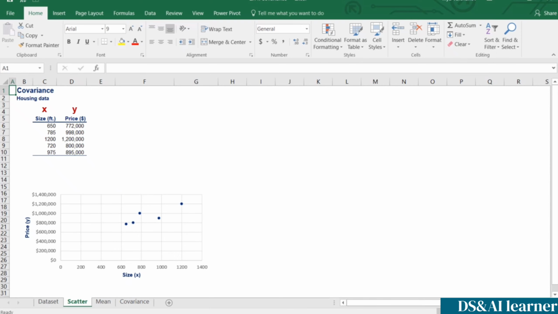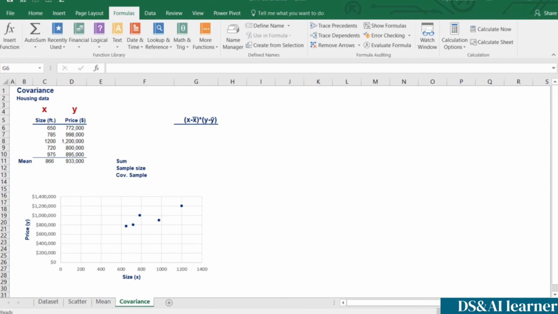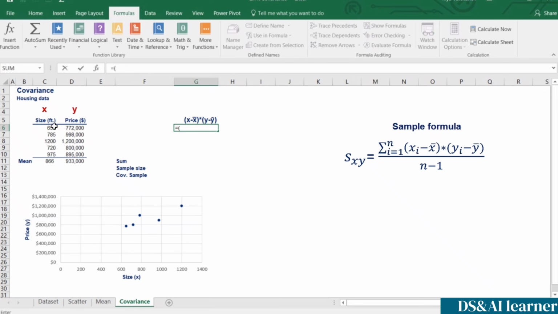First, we need to calculate the mean size and the mean price. I will also compute the sample standard deviations in case we need them later on. Okay, done. Now, let's calculate the numerator of the covariance function. Starting with the first house, I'll multiply the difference between its size and the average house size by the difference between the price of the same house and the average house price. Once we're ready, we have to perform this calculation for all houses that we have in the table and then sum the numbers we've obtained.